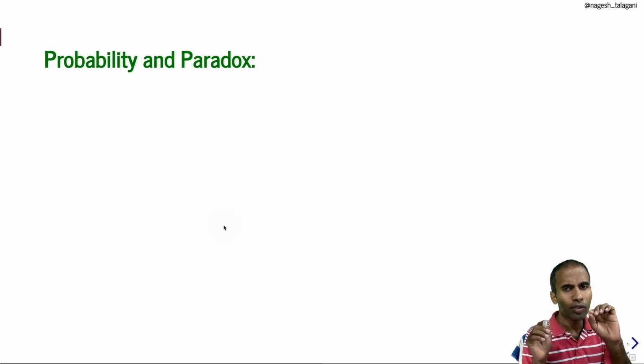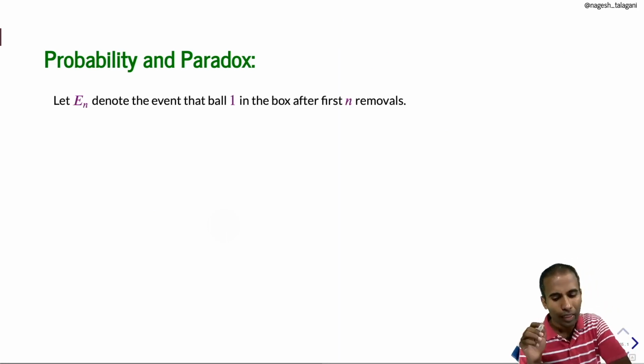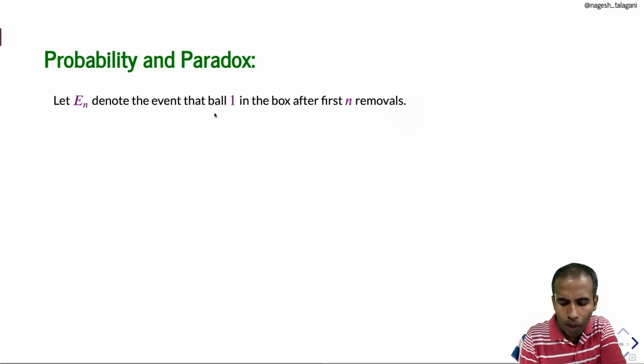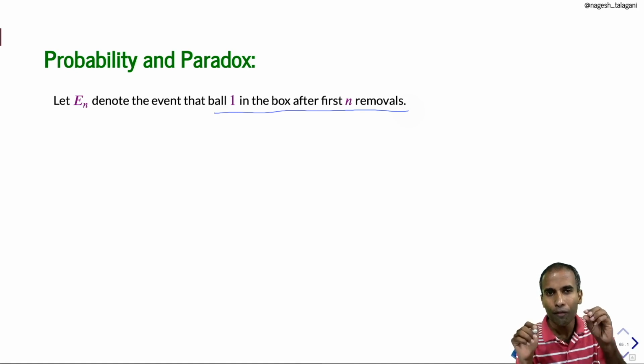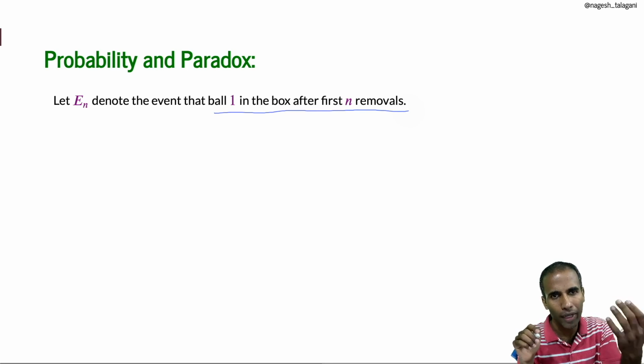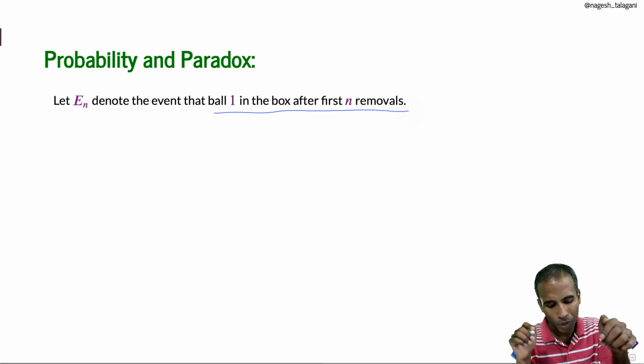First, let us focus on the ball with label 1. Let En denote the event that ball 1 is in the box after the first n removals. It means En denotes the event of not touching ball 1 in the first n removals. Let's compute the probability of En. Here we remove balls at random, so we can assume outcomes are equally likely. So we will be using the classical definition of probability.